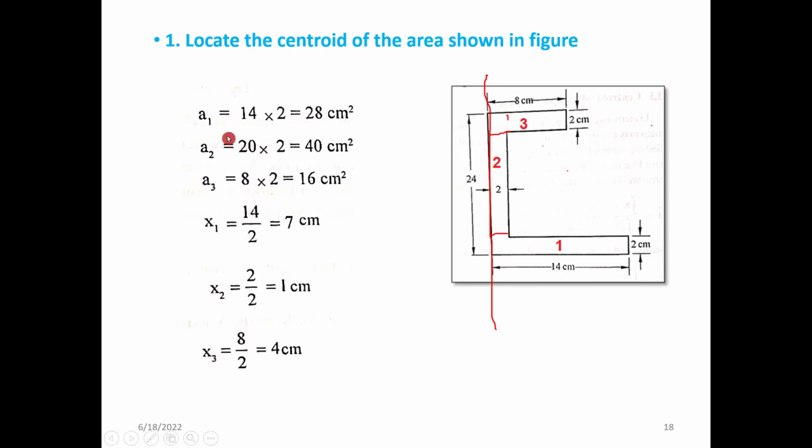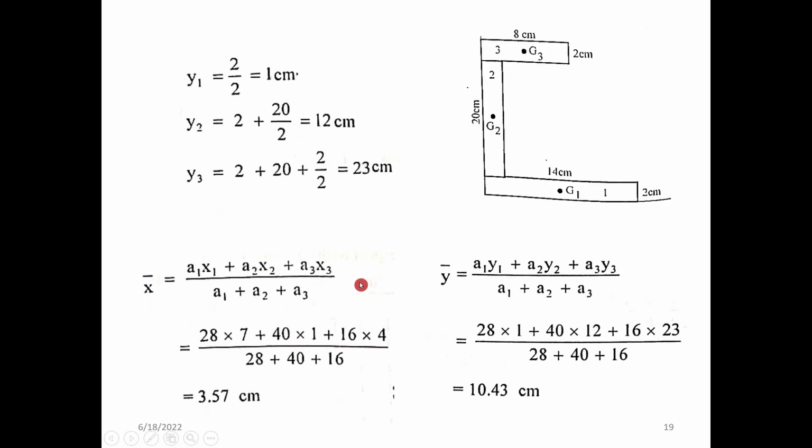So now we know a1, a2, a3, x1, x2, x3. So a1 x1 plus a2 x2 plus a3 x3, all divided by the sum of areas, will give you the value. In this problem, in this PPT, they have found y1 also before finding x bar and y bar. So let's see the y1. y1 should be measured from the base.